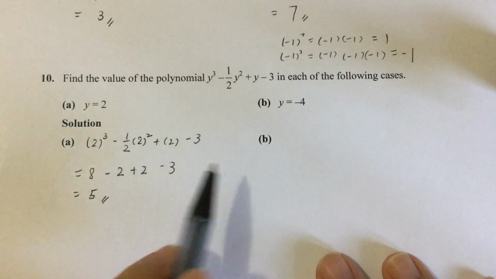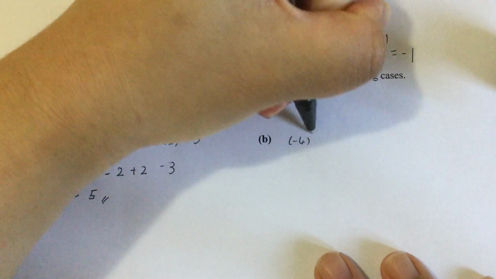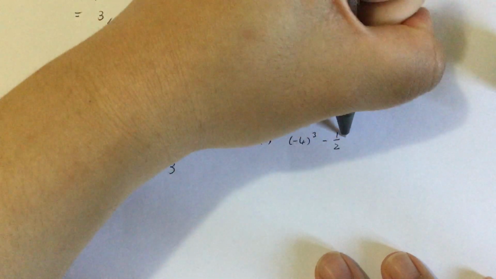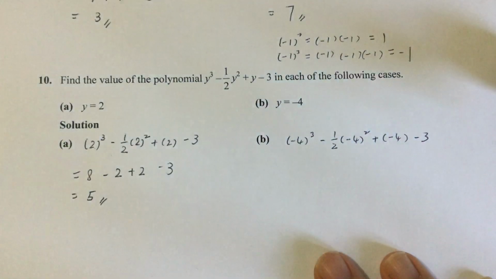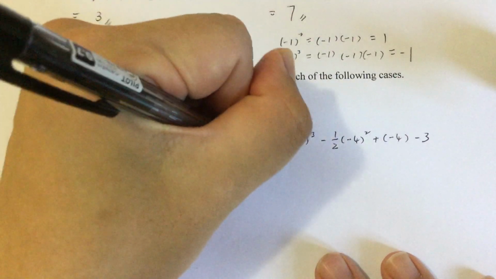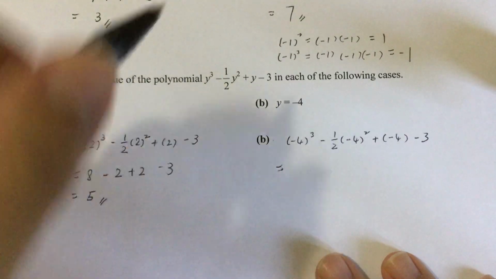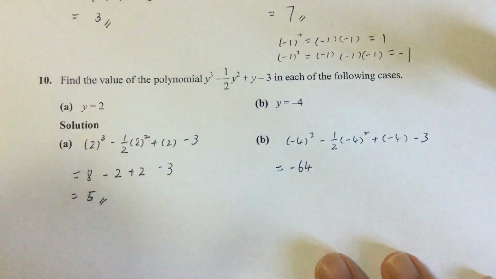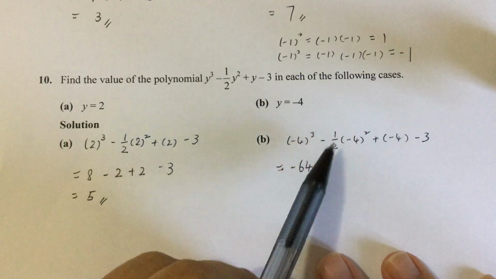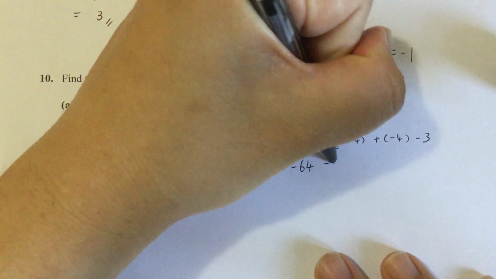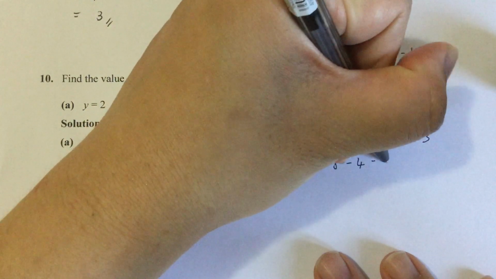And then for part B, we will replace all y with a bracket of -4. That means we have -4 cubed minus 1 over 2 times -4 squared plus -4 minus 3. Okay, now -4 with the power 3, obviously. -4 times -4 is 16. And 16 times -4, this one is -64. So you have it. -4 squared, that means -4 times -4, that is 16. 16 over 2 is 8. So this is -8. And then you have -4 and -3.